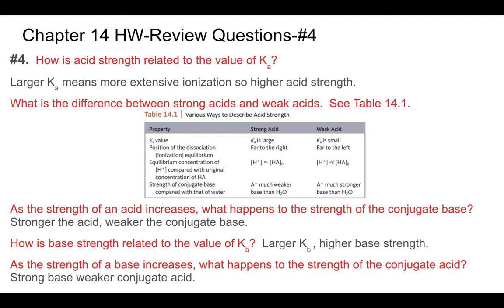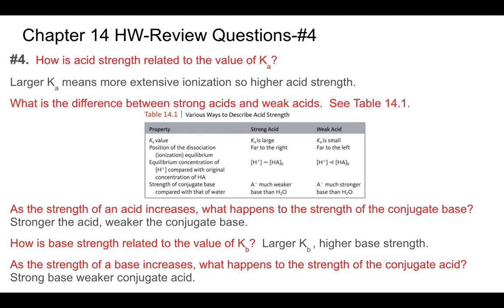Next is the equilibrium concentration of H plus compared to how much concentration your HA had originally. Generally, if you have a strong acid, the molarity of the acid is the molarity of H plus. But in a weak acid, the molarity of the H plus is much less than the molarity of the weak acid. And then the strength of the conjugate base. In a strong acid, your conjugate base is a much weaker base than water, so you do not consider the conjugate base of a strong acid to be an influence on pH. In a weak acid, though, the conjugate base is a stronger base than water.